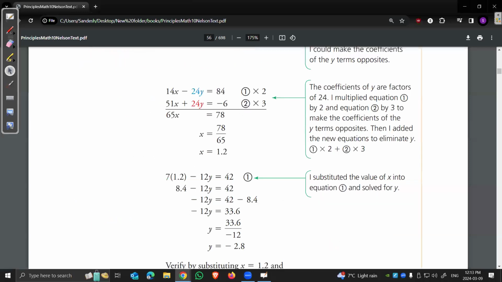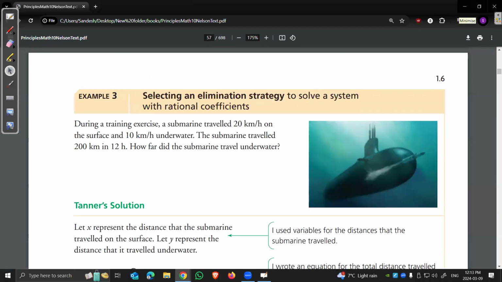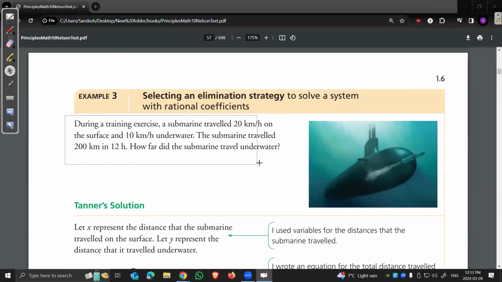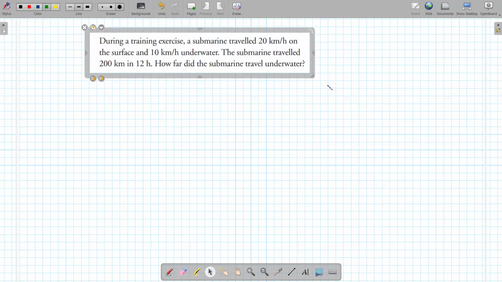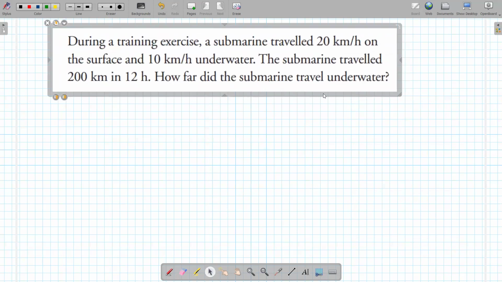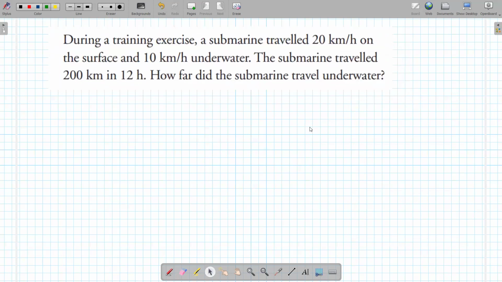So it does work, but I think sometimes it's best to use elimination. I don't know, it really depends. Let's try this one.